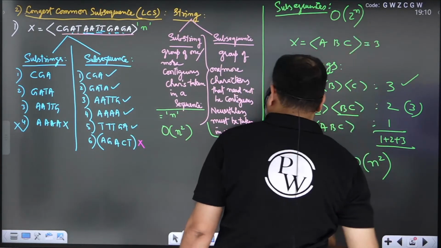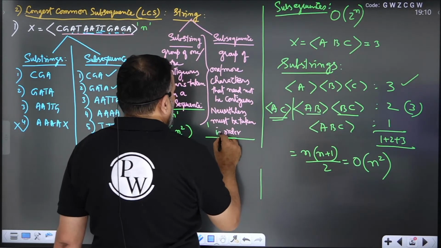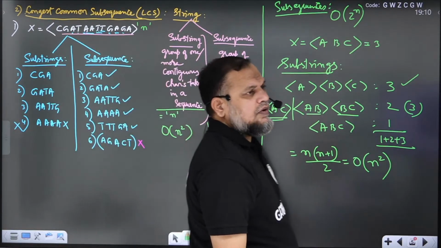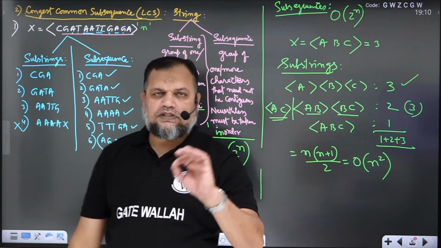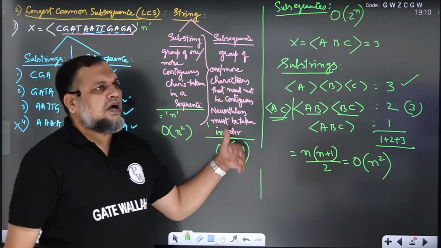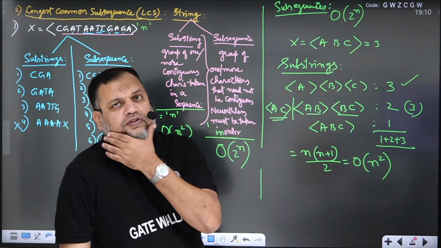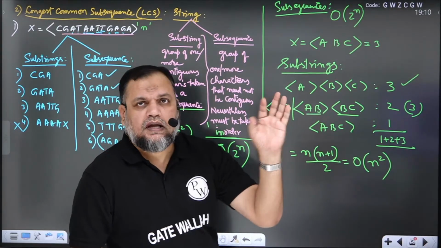This is an important conclusion. Order of 2 power n. So remember this as an important formula. The number of substrings possible for a given string of length n characters is order of n square, and the number of subsequences is order of 2 power n, exponential. 2 power n subsequences are possible for a given string of length n characters.